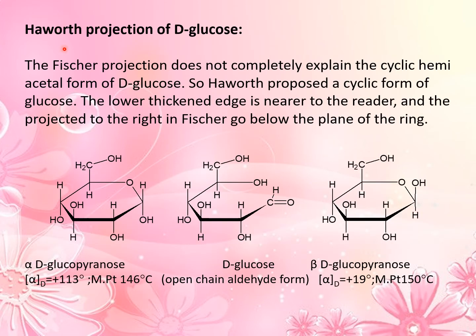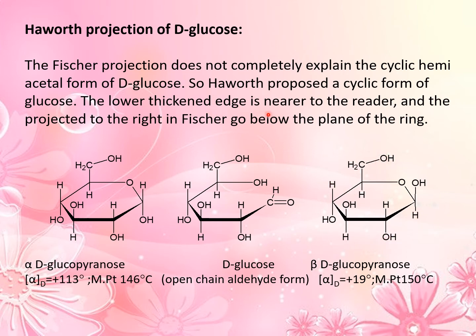This is very important: the Haworth projection of D-glucose. The Fischer projection does not completely explain the cyclic hemiacetal form of D-glucose. What is the Fischer projection? We write the open chain of glucose using vertical and horizontal lines, and that is called the Fischer projection. So Haworth proposed a cyclic form of glucose. This is the Haworth projection, the cyclic form of glucose. This is one cyclic form and this is also a cyclic form.